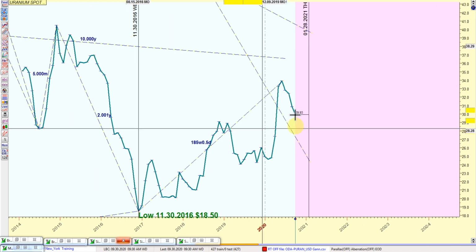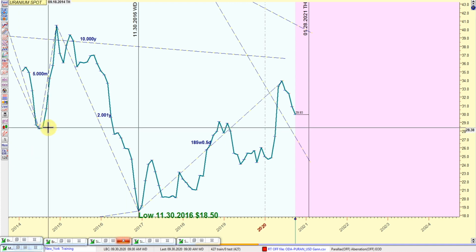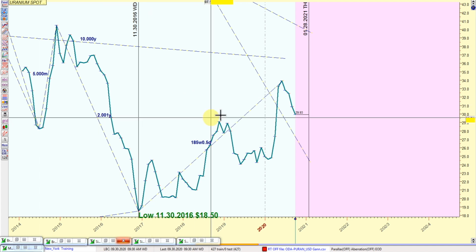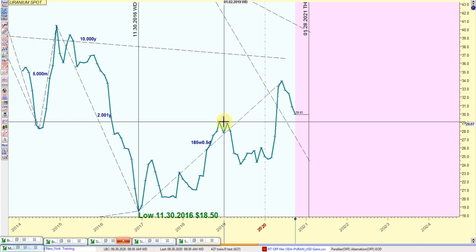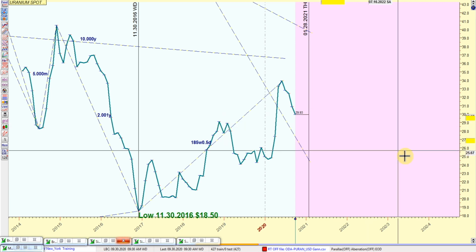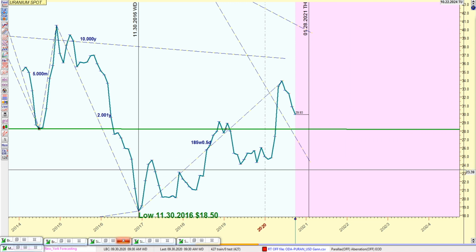And let's dissect where we're at right now. So key support that I'm seeing right now from this swing pivot low is 28.25. If uranium spot price gets there, it needs to hold that support. If uranium spot price gets anywhere to $29.07, anywhere between 28 and 29, and holds that, that needs to hold for support. That's a level you need to watch.